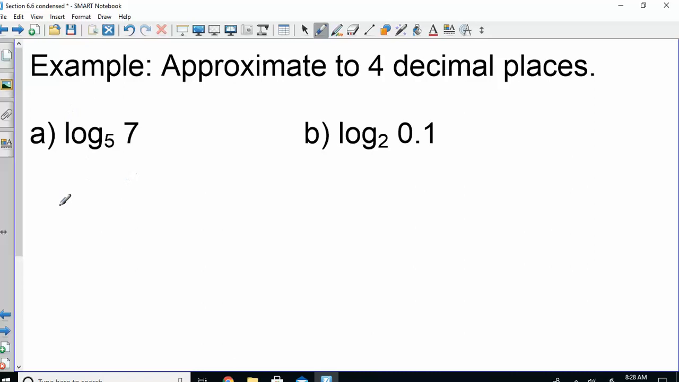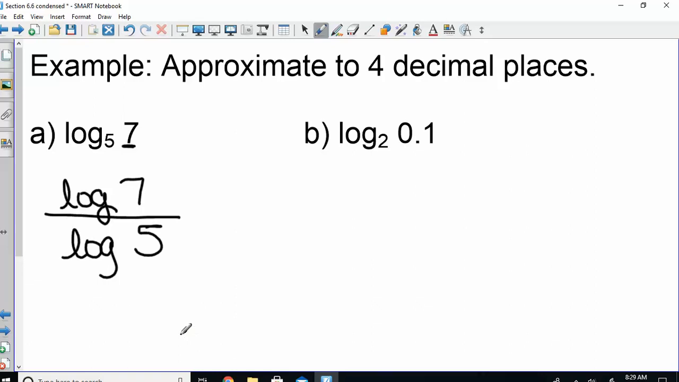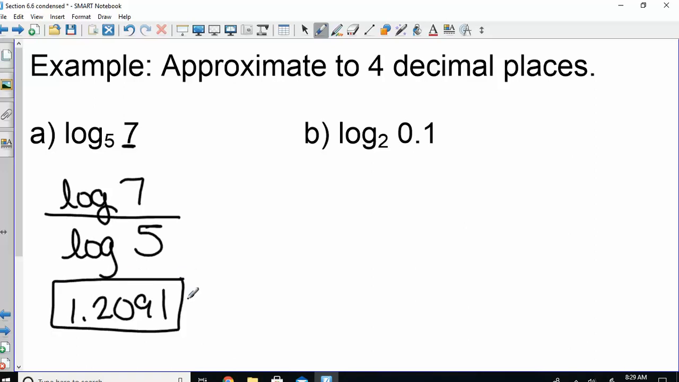We can change it to whichever log we want, so if I wanted log base 10, you just do log of the argument, so log of the big number over log of the base. So that's what I'm typing in. This is the work you have to write down on the test to get credit. And that gives me 1.2091. So now we can do any log we wanted in our calculator.